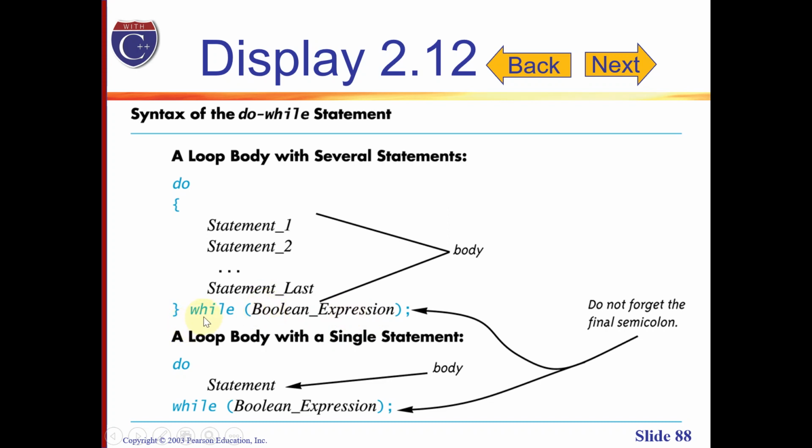If it's true, then we will get back to the top and repeat what is inside our loop body. Otherwise, that would be the end of our loop, which is the do-while loop. And take note, we must not forget the final semicolon after our Boolean expression.